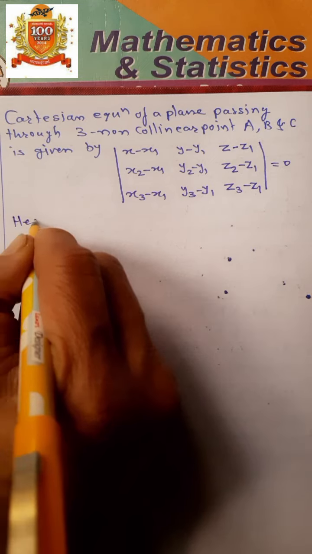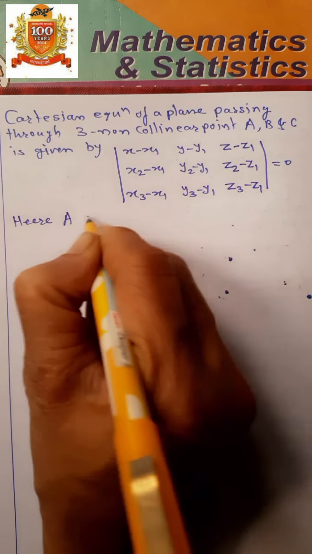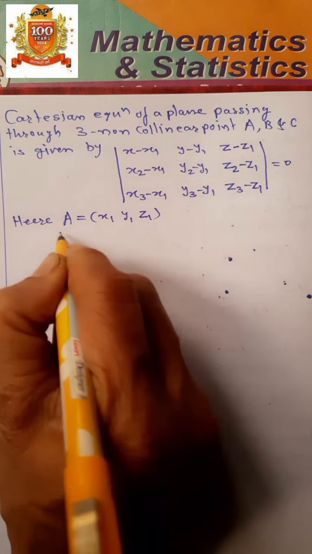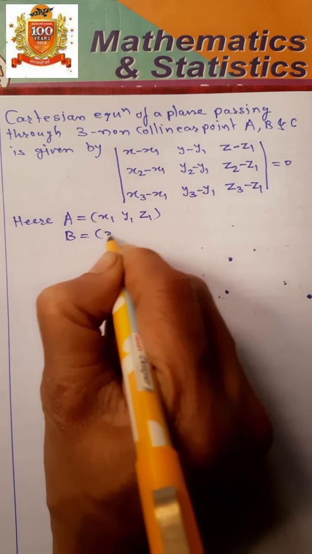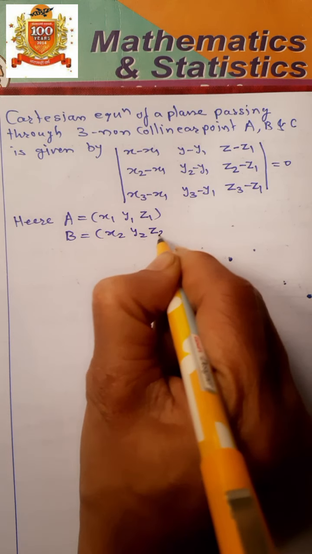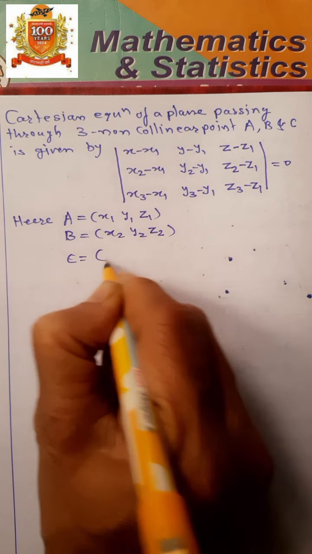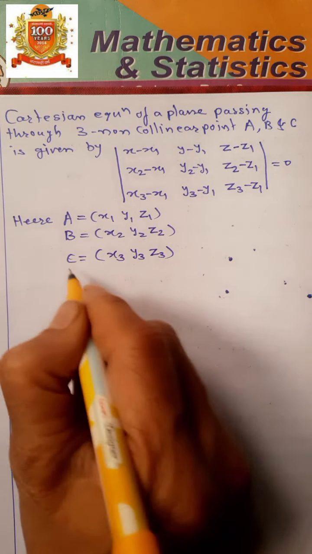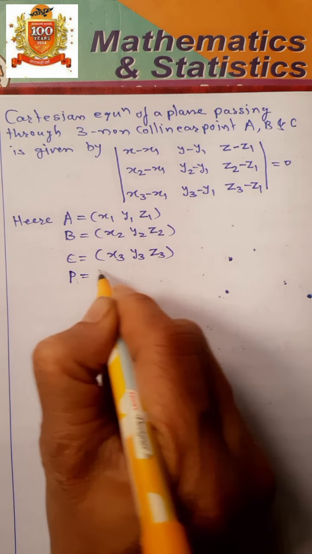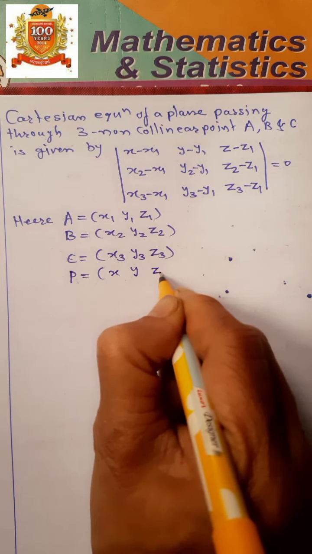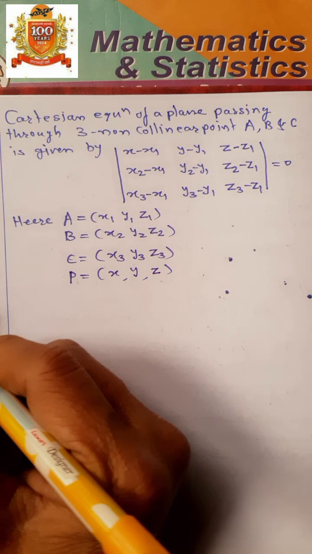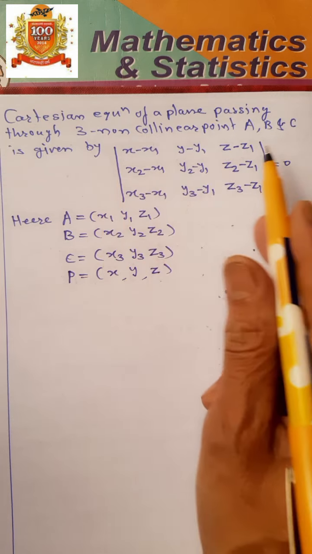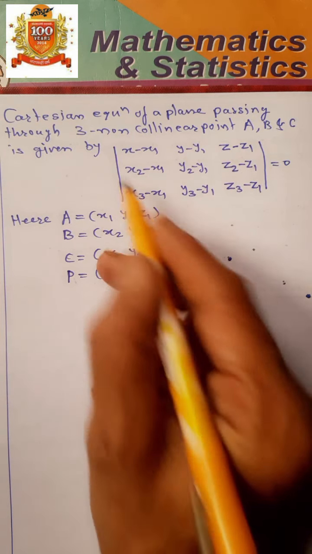Here A is equal to x1, y1, z1. B is equal to x2, y2, z2. C is equal to x3, y3, z3. And P is any point x, y, z. Then the Cartesian equation of a plane passing through three points A, B, C is this.